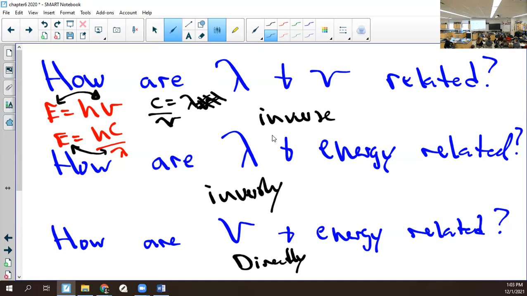You know how you could tell that without this one? In this equation, ν is on top. In this equation, lambda is on the bottom. So they have to be opposite or inversely related. Okay, this is on the exam. It's a couple sentences, and it says energy is, and then there's a blank related to whatever and whatever. You with me? All right.